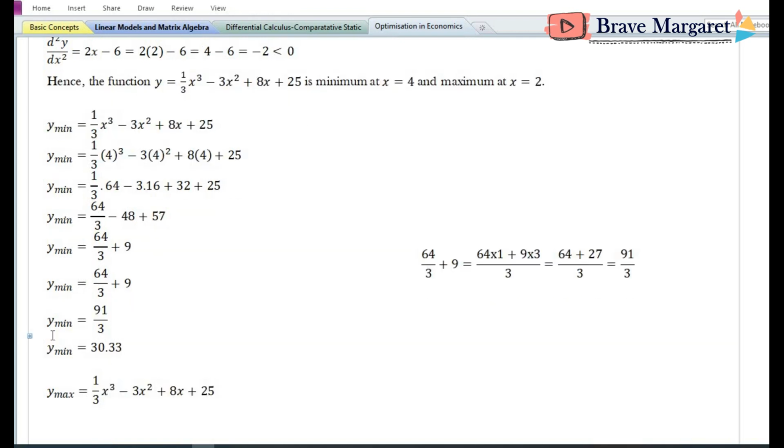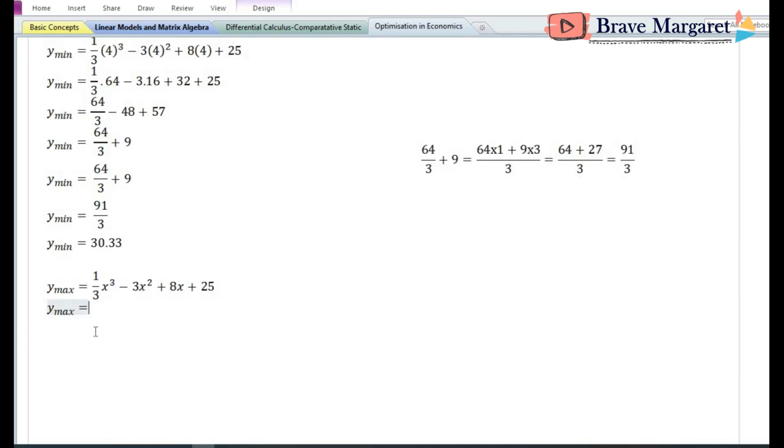Let us now find the maximum value of the function. In order to find the maximum value of the function, we need to substitute the value of x at which the function is maximum. So the function is maximum at x equals 2. Let us now substitute the value of x equals 2 in each term wherever x is present.